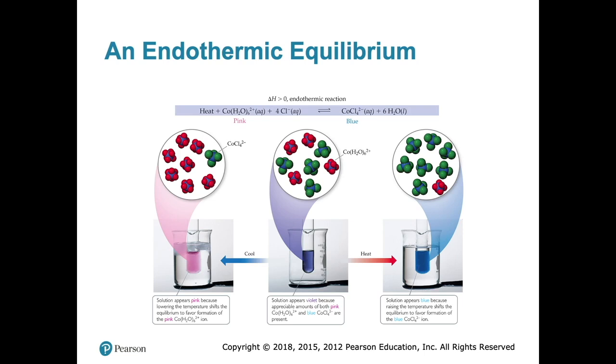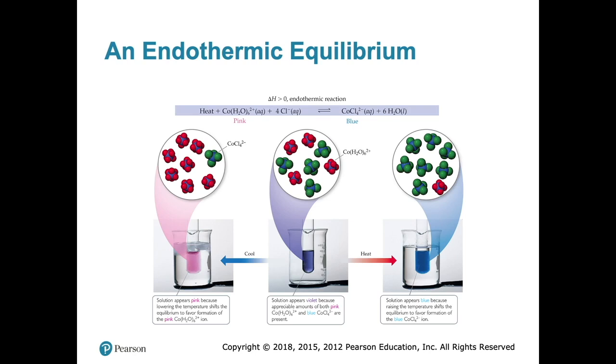And then you have some extra waters left over right there, right? So the solution appears pink because lowering the temperature shifts the equilibrium to the formation of the pink, right? Which is the reactants. But if you add heat, right, it actually shifts the reaction towards the products, and that's why you get more blue.